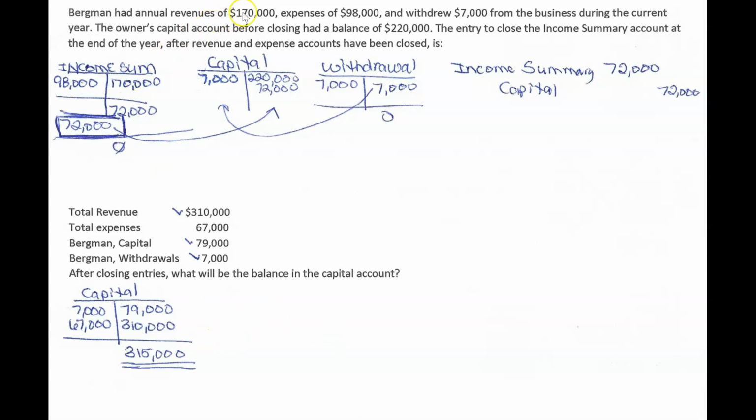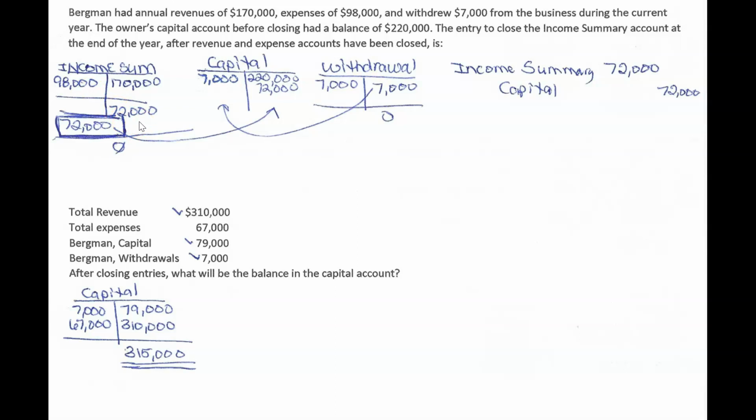Okay, when we close out the revenues of $170,000, we're going to debit the revenue account to zero it out and credit income summary. Then the expenses are $98,000. Expenses hold a debit balance, so to zero them out, we will credit all of the expenses, which means we will debit income summary. What's sitting in income summary at this point is $72,000.